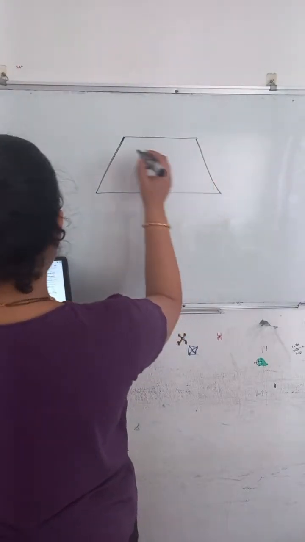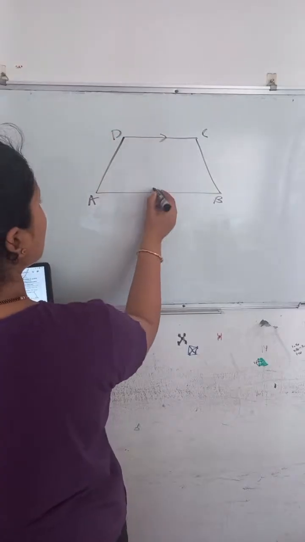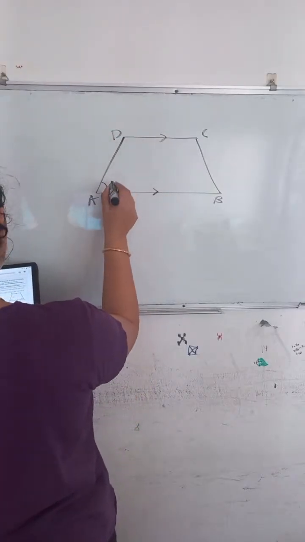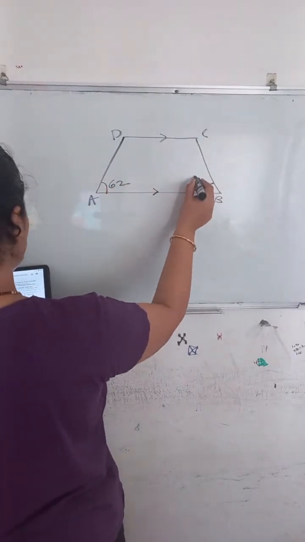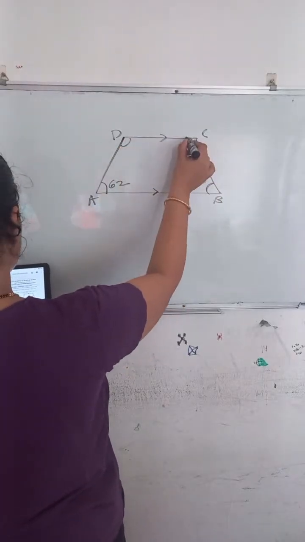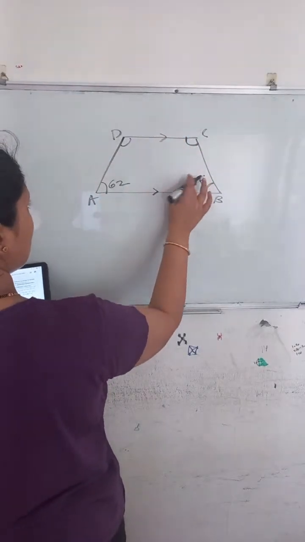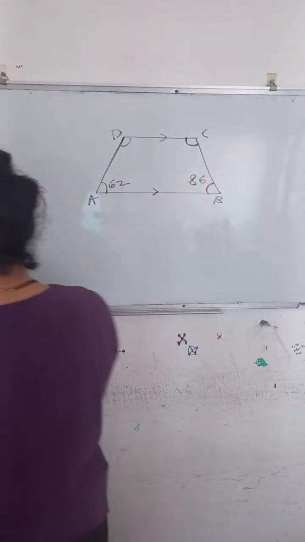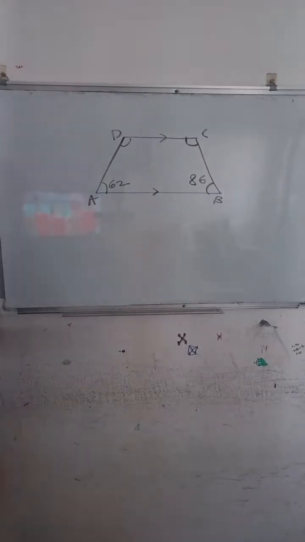Okay, if there is no reason, then I will not accept those answers. This is the trapezium ABCD, and DC is parallel to AB. Angle DAB is given 62 and angle ABC is given 86, and they are asking here ADC and BCD. These two angles they are asking. Find out these two angles and type the answer over there. I will give you 2 minutes. Think it properly and calculate.